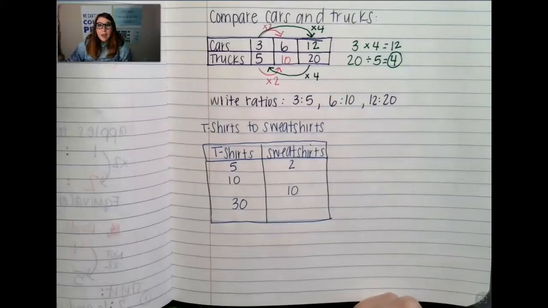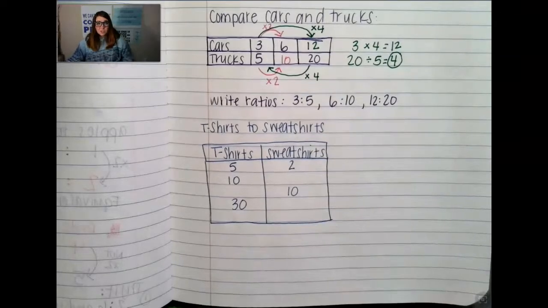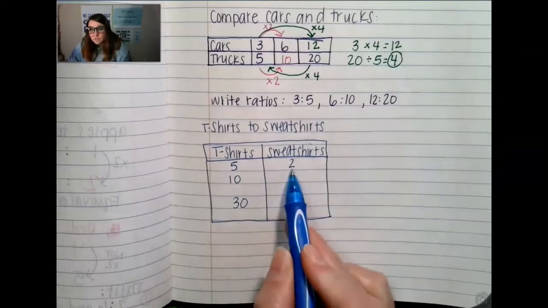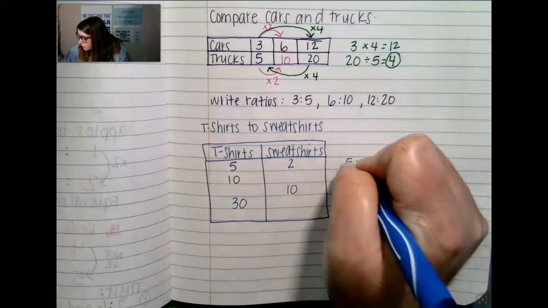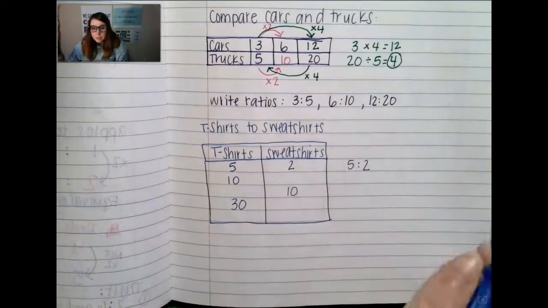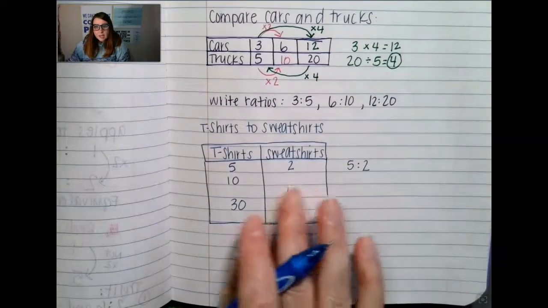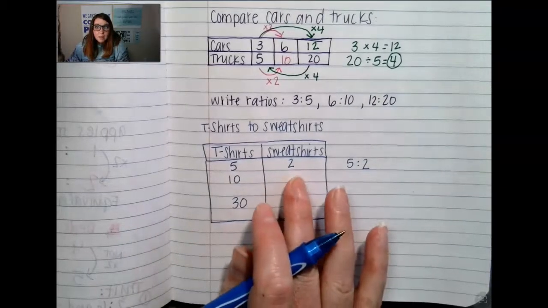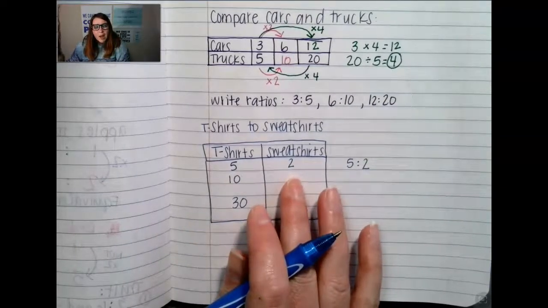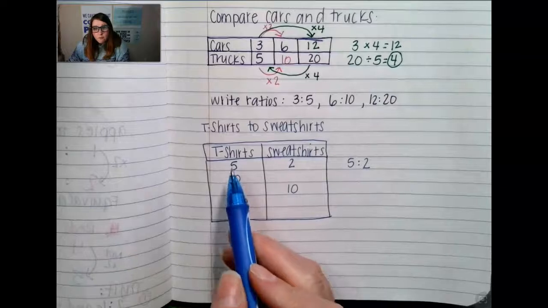So we can figure out how to get from one to the other. Our first ratio is 5 to 2. Our second ratio gives us a ratio of 10 to some unknown. So we need to know, how do we get from 5 to 10?